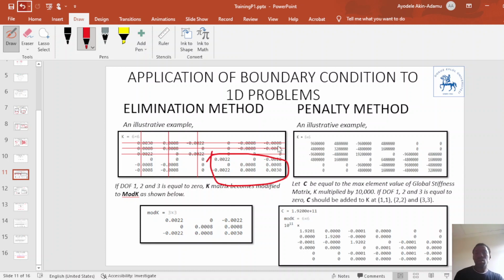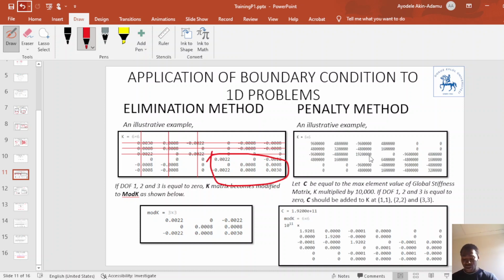The second method of applying boundary conditions is the penalty approach, the penalty method. In this method, a large stiffness value is added to some elements of the global stiffness matrix. That is how we make the matrix invertible, by adding a large stiffness to some elements in the matrix, where we have support degree of freedom equal to 0.